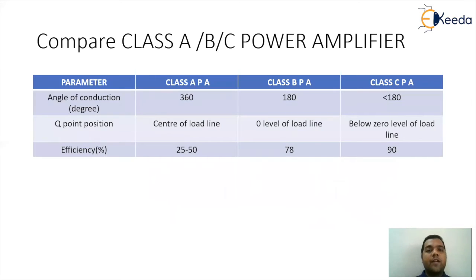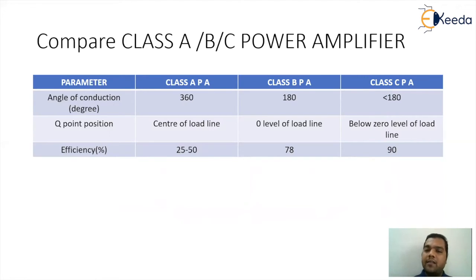When we talk about the power amplifier, we have already discussed the families of power amplifier as class A, class B, and class C. The angle of conduction in class A was 360 degree. In class B, it was 180 degree. And in class C, it will be less than 180. Whereas when we talk about the Q point position, the Q point of class A will be at the center of the load line. For class B, it will be at the zero level of the load line. And for class C, it will be below the zero level of the load line.